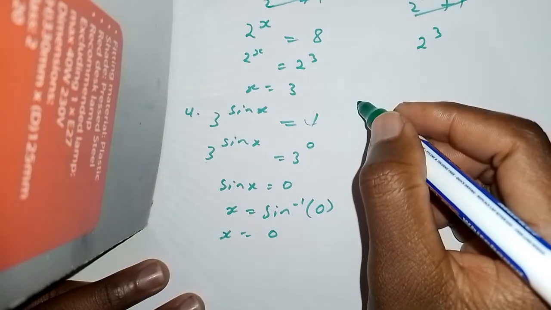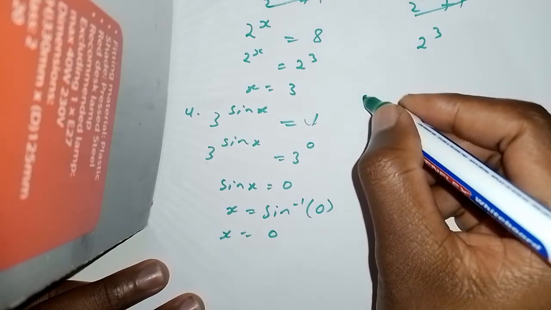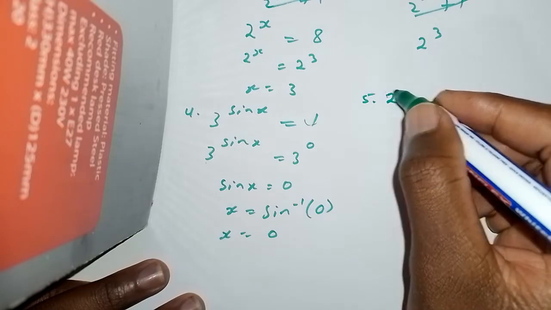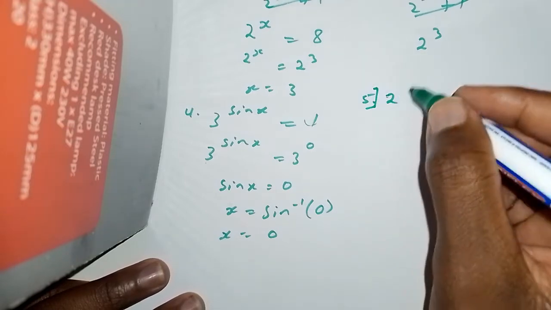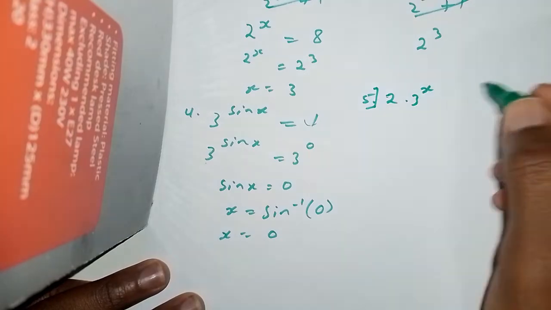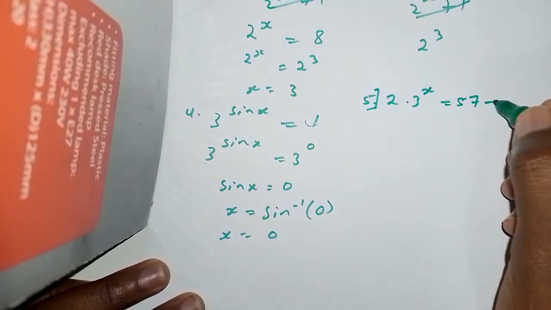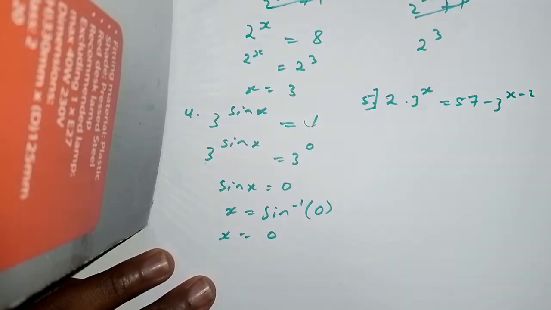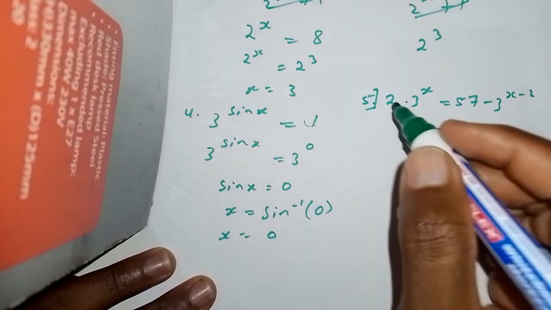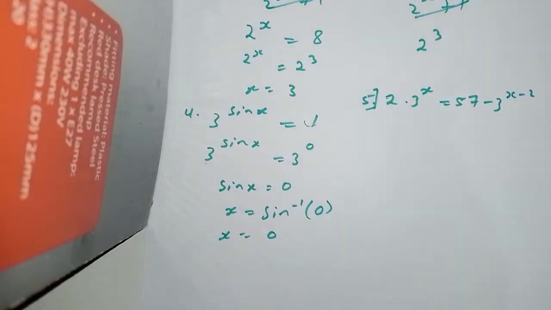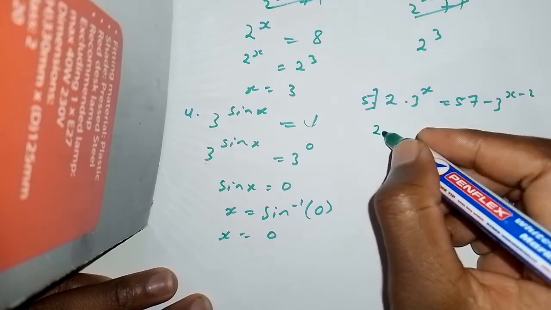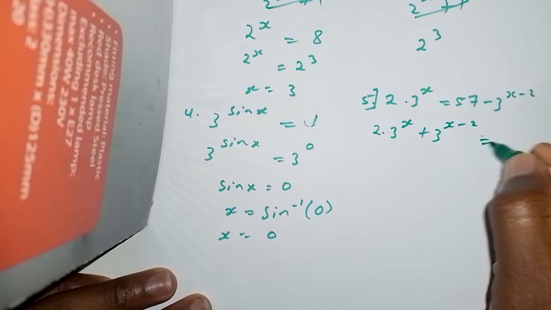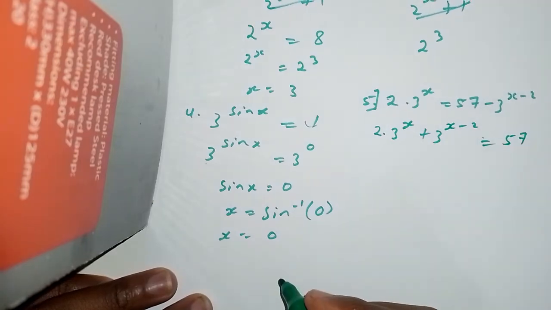Question number 5. It says I have 2 multiplied by 3 to the power x equals 57 minus 3 to the power x minus 2. They also say solve for x. What am I going to do? I'm going to take anything that is an exponent to the other side. I'm going to have 2 multiplied by 3 to the power x plus 3 to the power x minus 2, which equals 57.